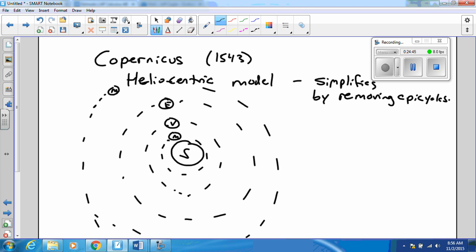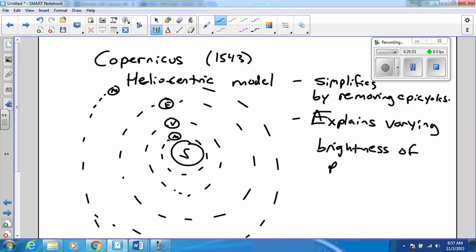So Copernicus' system, not only does it simplify, which is great, but it also accounts for new data. It explains the varying brightness of the planets, which is something that the fixed stars don't actually do. They don't get dimmer and brighter. Well, the variable stars do, but that's a whole other story. That's because they're actually twins.